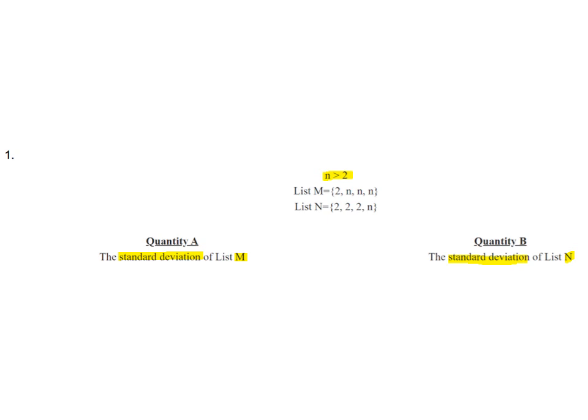In the first question, we can see that there are two lists of numbers. List M contains 2 and 3 and unknown numbers, and list N contains 3, 2 and 1 unknown number. There is a condition that N must be greater than 2. So quantity A requires the standard deviation of list M and quantity B requires the standard deviation of list N.